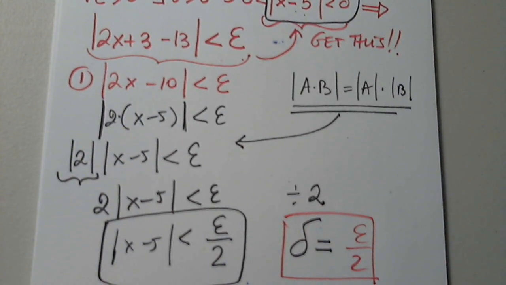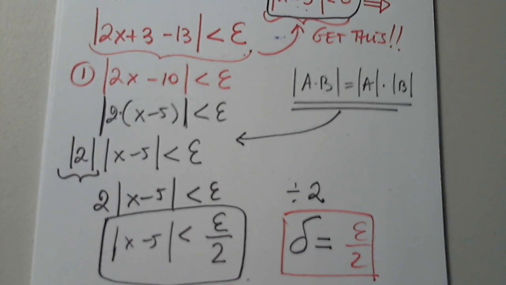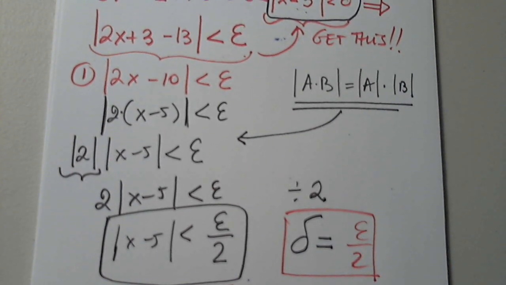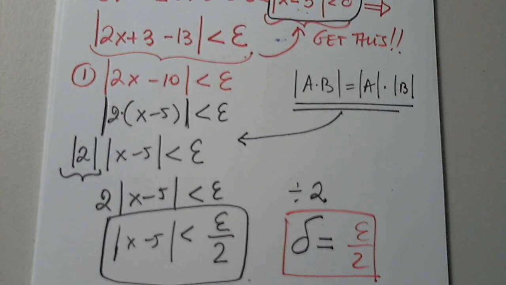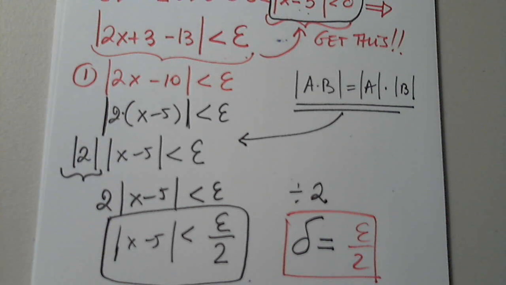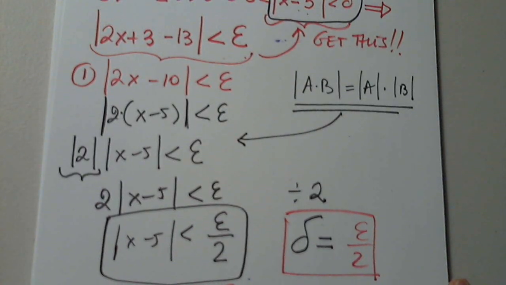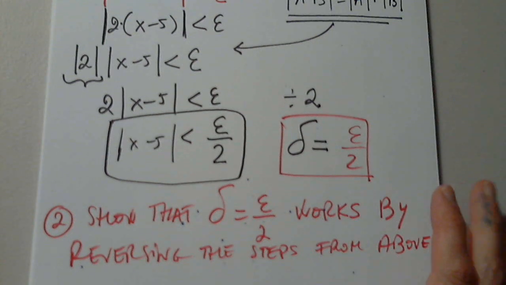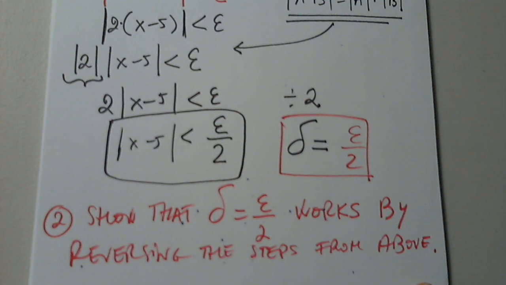Now in step number 2, all I want you to write is show, because we have to show both directions, show that delta equals epsilon over 2 works by reversing the steps from above. Nothing else. You don't have to do the steps. Just write that, and that's good enough. Show that delta equals epsilon over 2 works by reversing the steps from above.